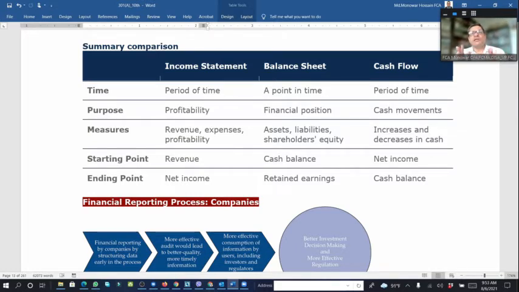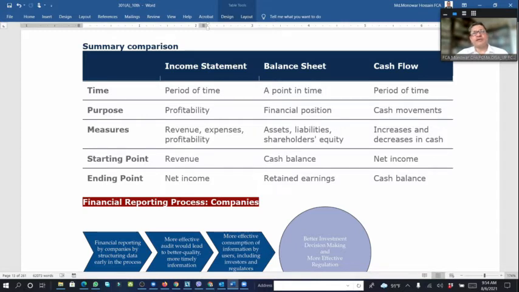And why do we prepare an income statement? To understand profitability, loss or income. Why do we prepare a balance sheet? To know the financial position. And cash flow shows cash movement. How do we measure it? In the income statement we measure revenue, expenses, and profitability. In the balance sheet we measure assets, liabilities, and shareholders' equity. And in cash flow, the increase and decrease of cash.